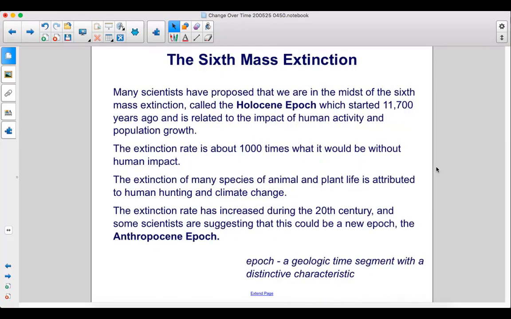Many scientists have proposed that we are in the midst of the 6th mass extinction, called the Holocene epoch, which started 11,700 years ago and is related to the impact of human activity and population growth. The extinction rate is about 1,000 times what it would be without human impact. The extinction of many species of animal and plant life is attributed to human hunting and climate change. The extinction rate has increased during the 20th century, and some scientists are suggesting that this could be a new epoch, the Anthropocene epoch. Epoch means a geologic time segment with a distinctive characteristic.